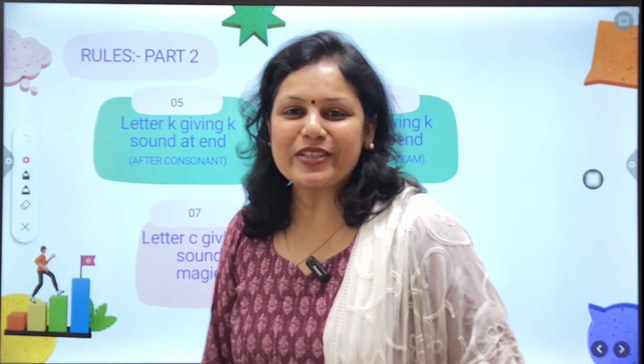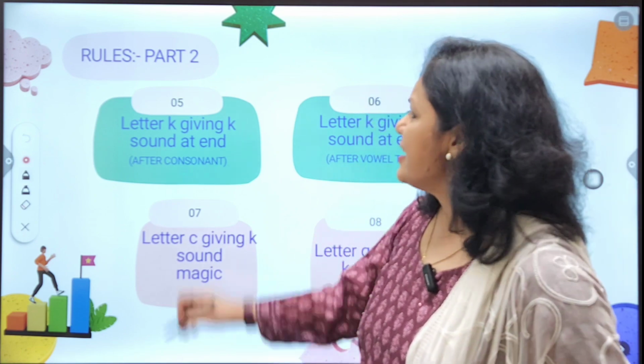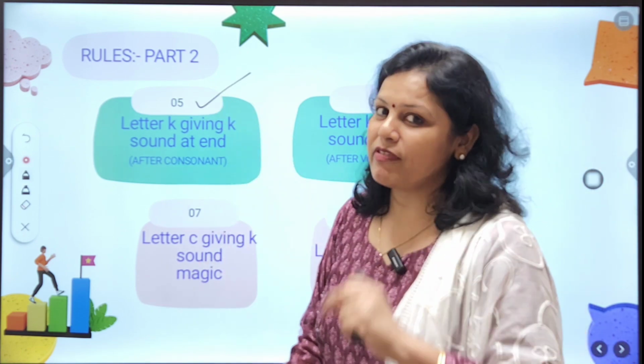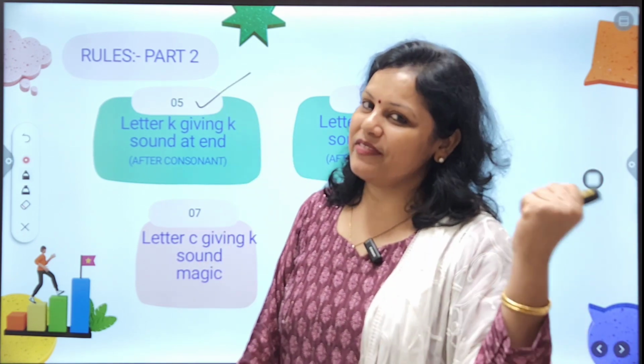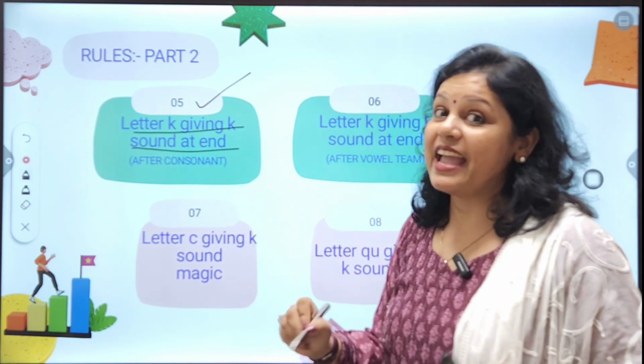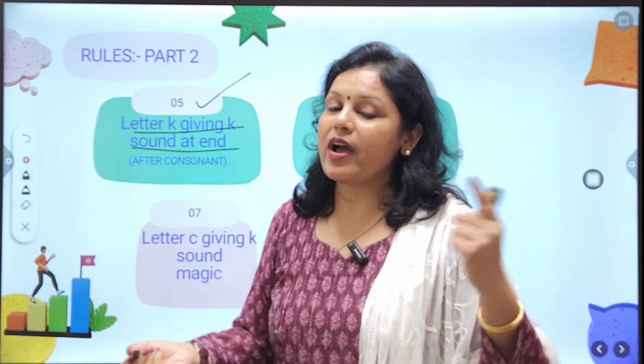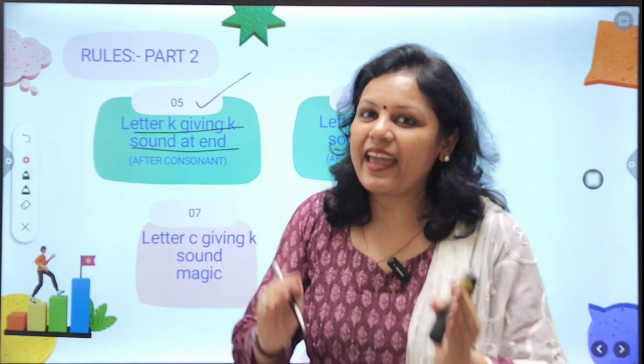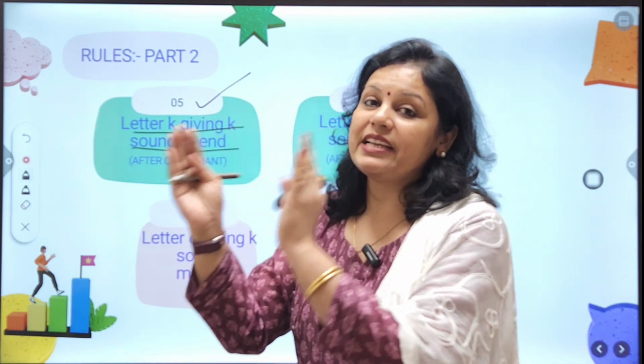What 4 rules are we going to cover here? Let us have a look. Number 5, the rule number 5. 4 we have covered in the previous video. So letter K giving k sound at the end now. In the previous video, you have seen that CK is the grapheme that you write at the end.